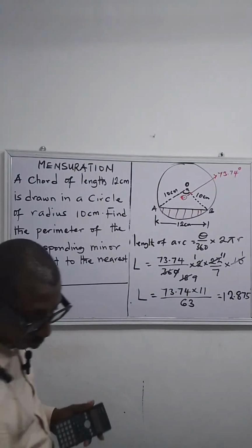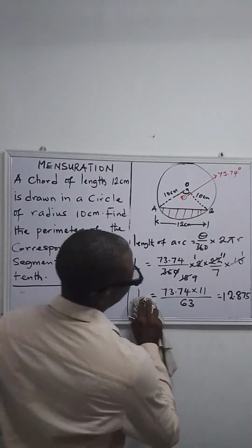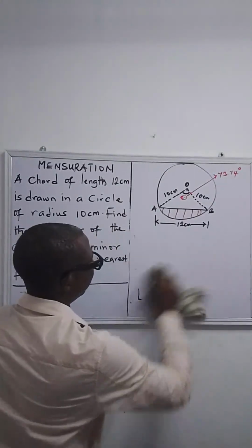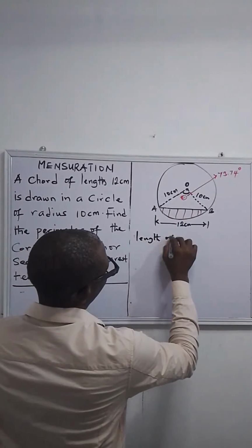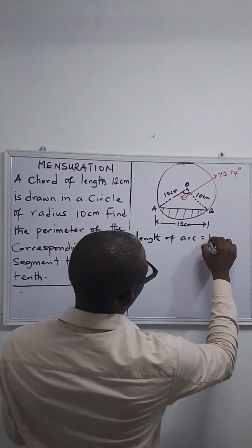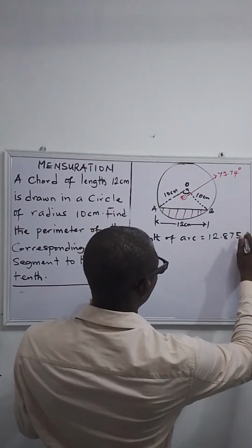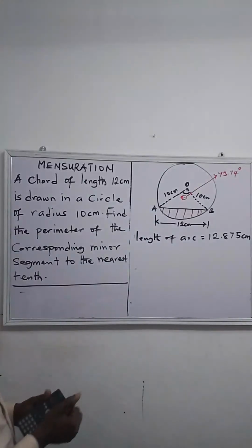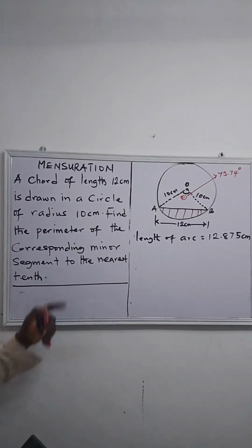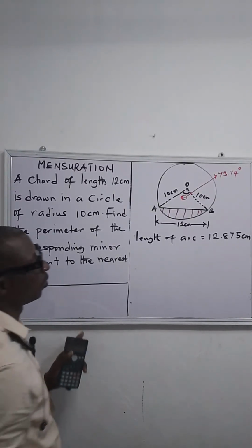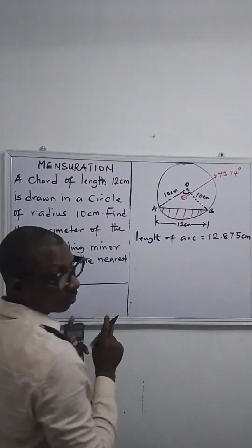All right. So what do we need to do now? So we have, okay, let me write the length here. So we already have length of arc is 12.875. Okay. So that's what we have. And that's going to be in centimeter. So the question wants us to get the perimeter of the minor segment, okay, to the nearest tenth. So what do we do now? We add the length of chord plus the length of arc.